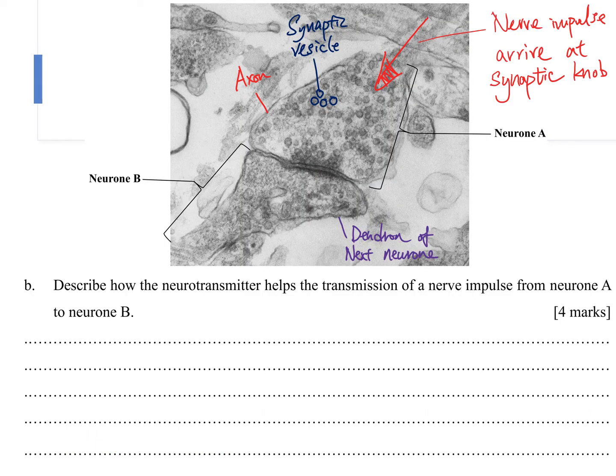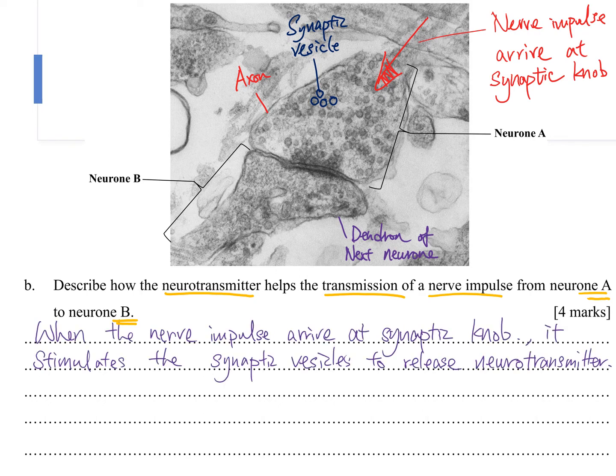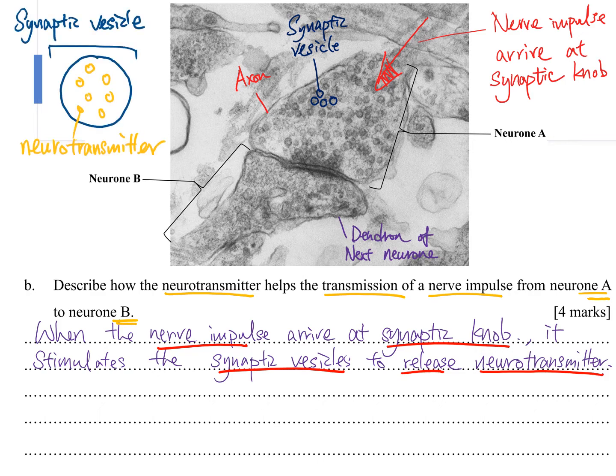Question 2b. Describe how the neurotransmitter, which is a chemical, can help the transmission of nerve impulse from neuron A to B. In order to answer this question, you have to tell me about the relationship of neurotransmitter and the synaptic vesicle. Let's start. When the nerve impulse arrives at the synaptic knob, it is going to stimulate this synaptic vesicle to release the neurotransmitter. So the synaptic vesicle is the ball-shaped thing, and you can find many chemicals called neurotransmitter inside. Now the synaptic vesicle will release the neurotransmitter.